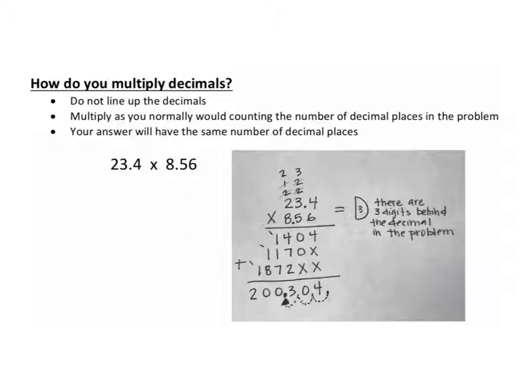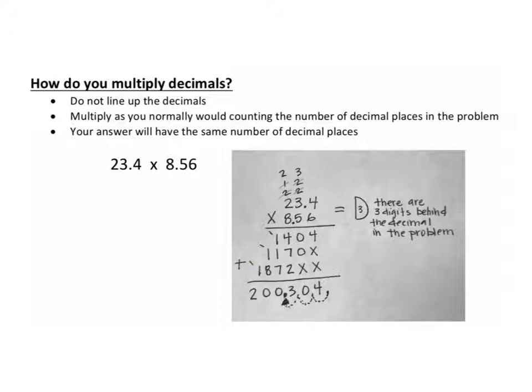Okay, then we are going to add like normal. 4 is the only number here, so we drop it down. 0 is the only number here, so we drop it down. 4 plus 7 gives us 11, plus 2 is 13, so we put the 3 and we carry the 1. 1 plus 1 is 2, 2 plus 1 is 3, 3 plus 7 is 10, put the 0, carry the 1. 1 plus 1 is 2, 2 plus 8 gives us 10, put the 0, carry the 1. 1 plus 1 gives us 2.